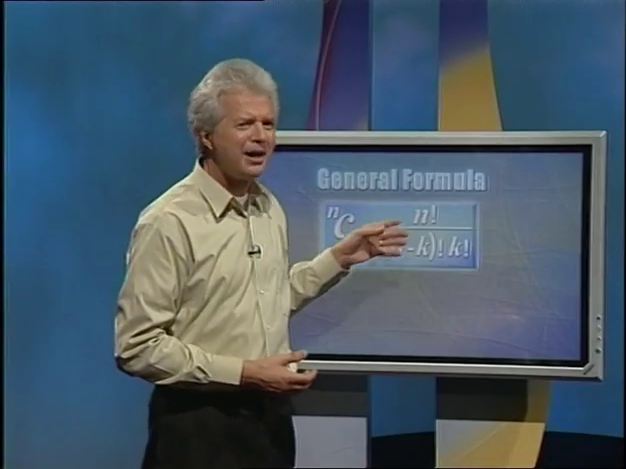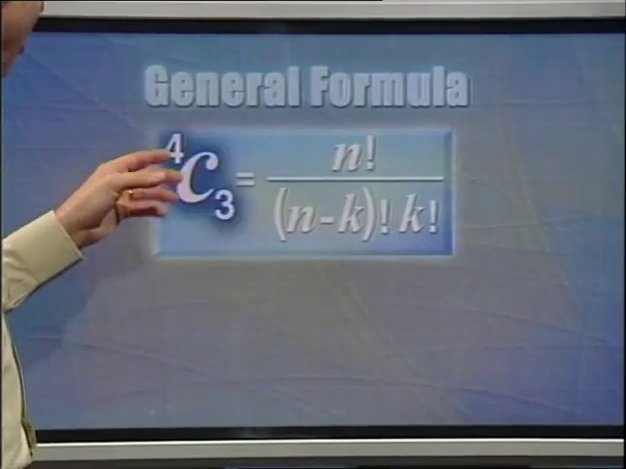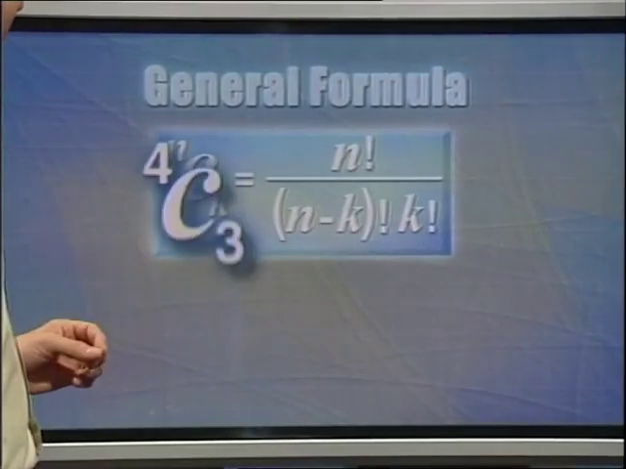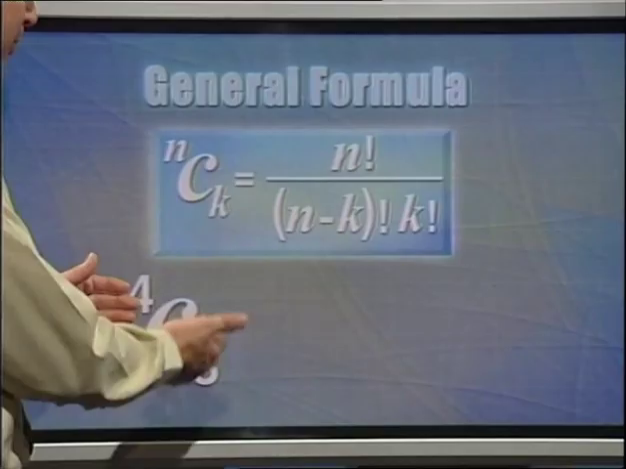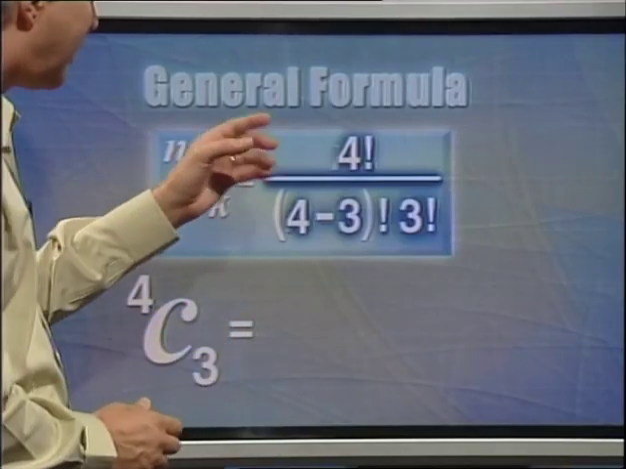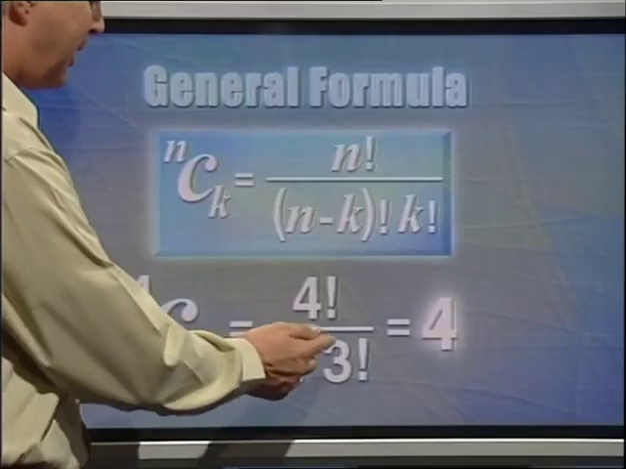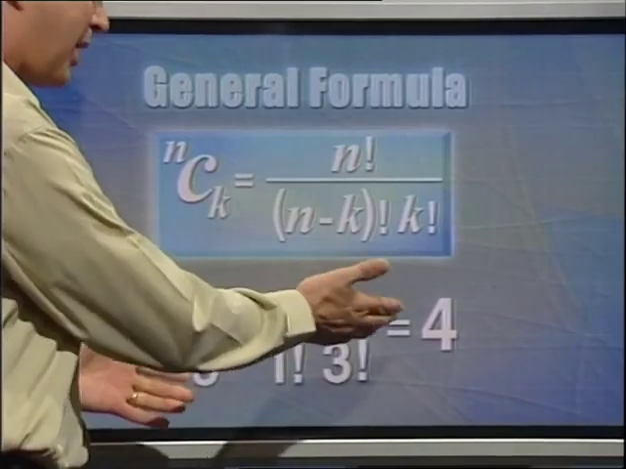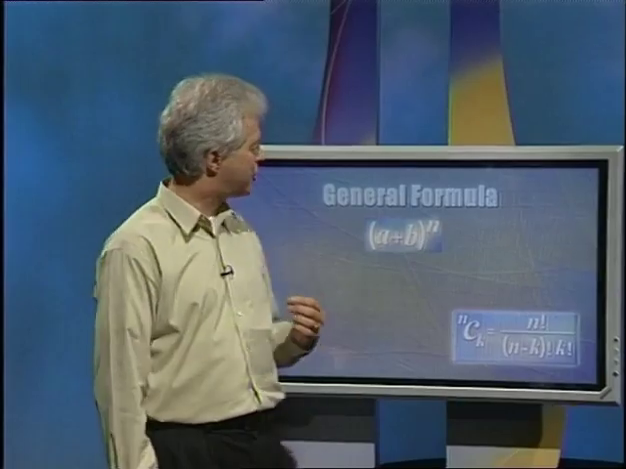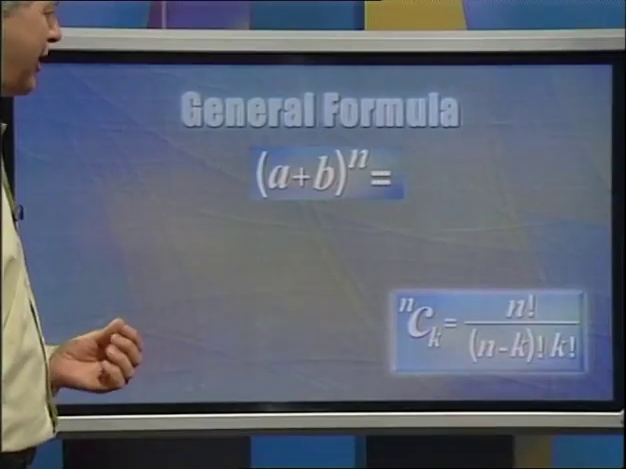Let's try an example. Let's try 4C3. So the n would be 4, the k would be 3, and we would get 4 factorial over (4 − 3), which is 1 factorial, times 3 factorial, which comes in total to 4. The formula tells you each of the entries in Pascal's triangle, so you can find the coefficients in an expansion of the form (a + b) to the power n, an expansion which is known as the Binomial Theorem.